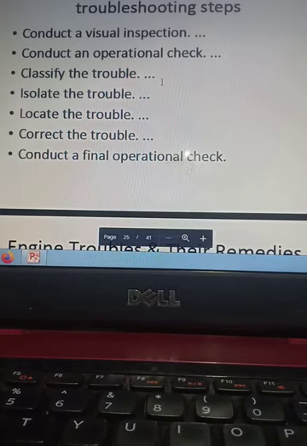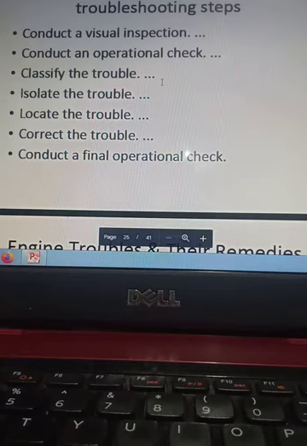The first step is we have to conduct a visual inspection. So what is visual inspection? Meaning you have to check all the attachments, the units, the links, and look if there is a leak or whatever we can see upon visual inspection. So we have some initial information if we conduct a visual inspection.